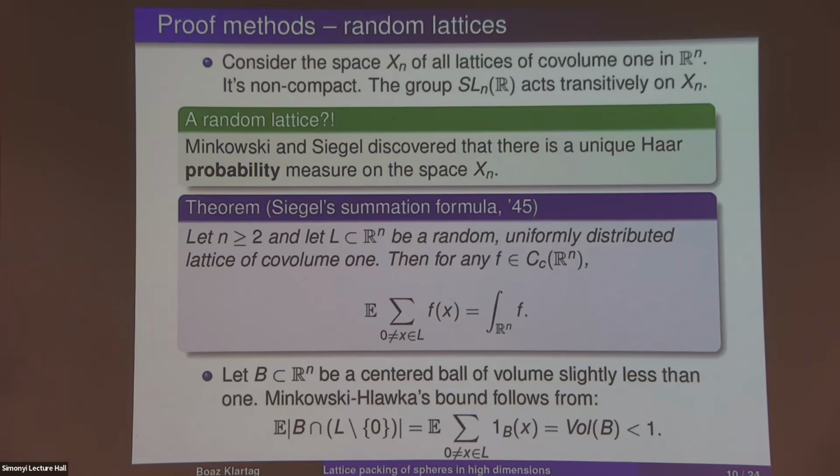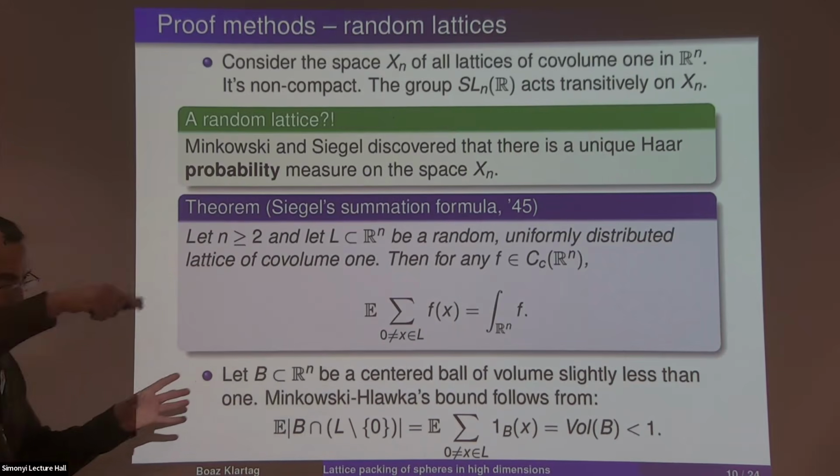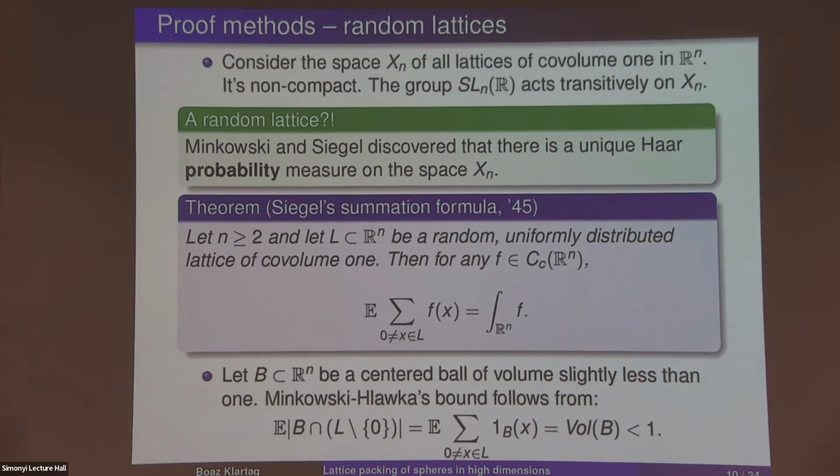From just this fact, let's get the Siegel summation formula. Let L be a random, uniformly distributed lattice of covolume 1. I claim that for any test function f on Rn, continuous and compactly supported, if I sum my function over the non-zero lattice vectors, this is some random variable because it depends on L. If I take the expectation, it will be exactly the integral of f.